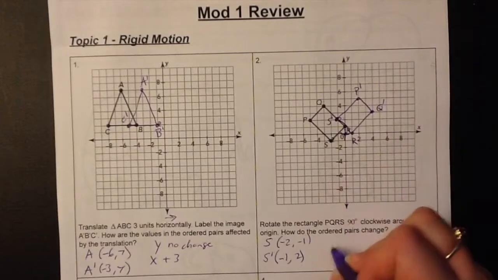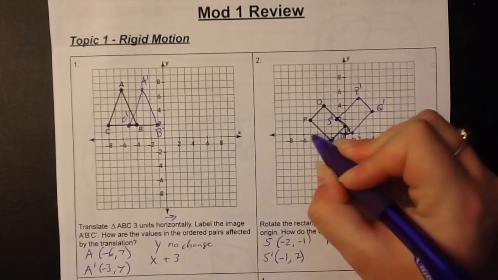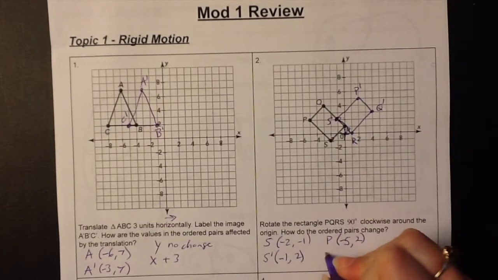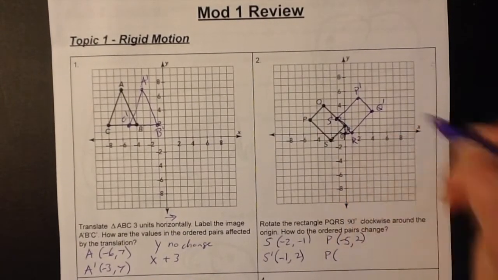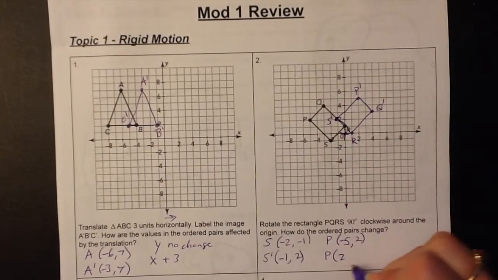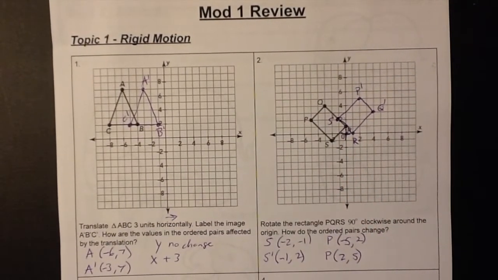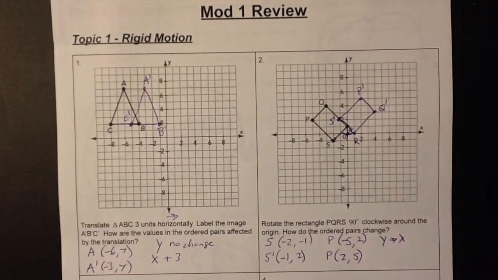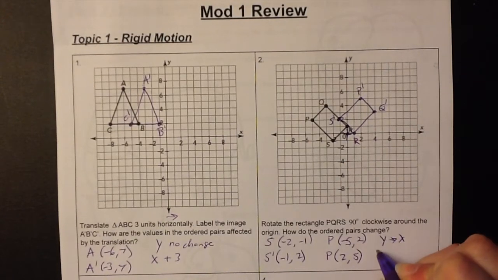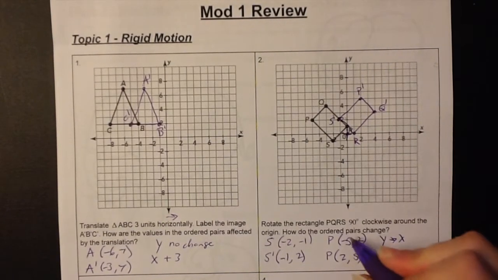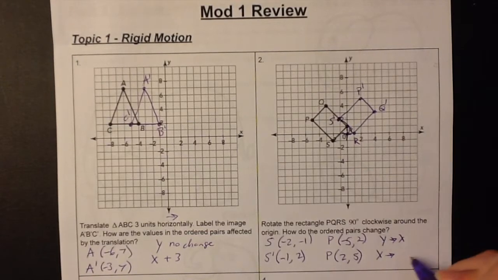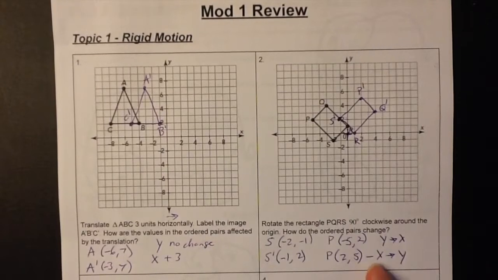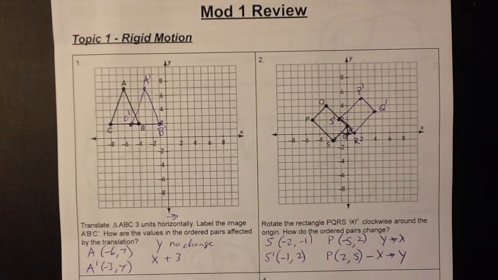So let's do, I don't know, P. So P was over -5, up 2, and P prime is over 2 and +5. Okay, so now we can definitely see a pattern. So y became x, and x became y, but not just became y, became positive. Like that. So the -x became the positive y.